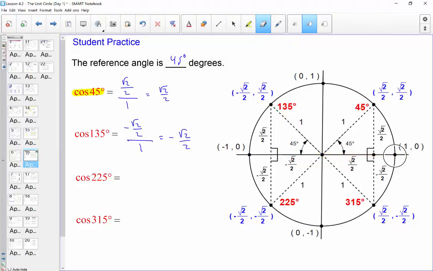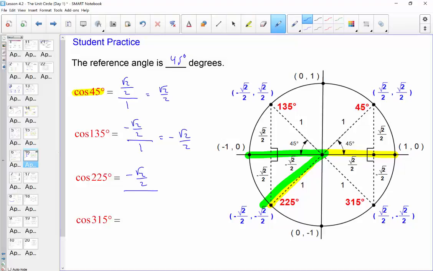Next, we're going to evaluate 225 degrees and its reference angle, 45 degrees, because 225 minus 180 is 45 degrees. And the cosine of 45 degrees in quadrant 3 is equal to the adjacent side, negative square root of 2 over 2 over the hypotenuse 1 equals negative square root of 2 over 2.